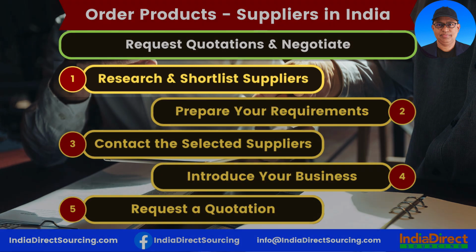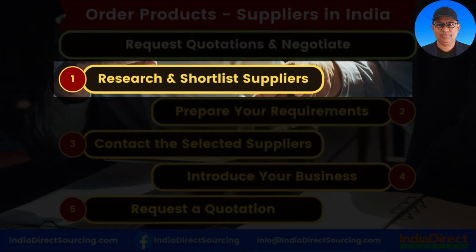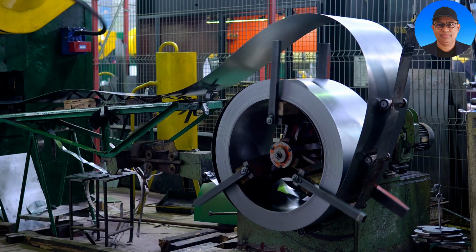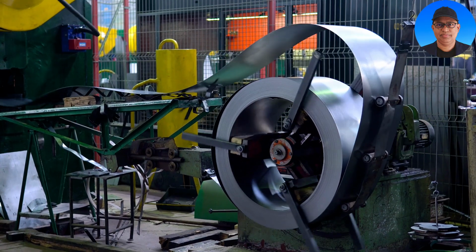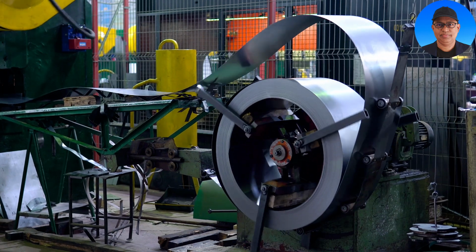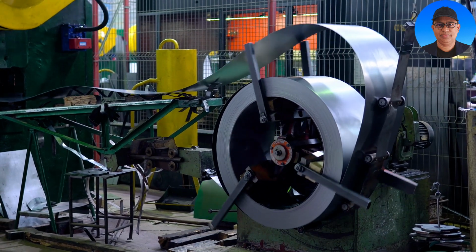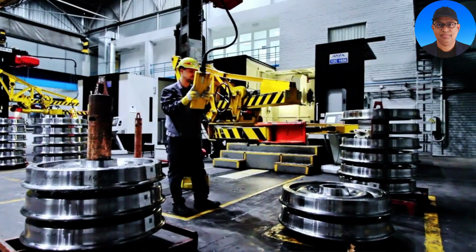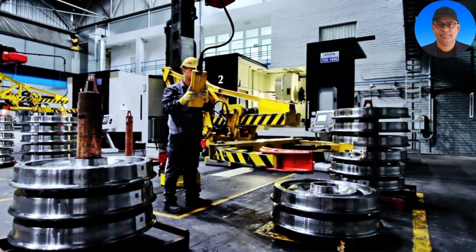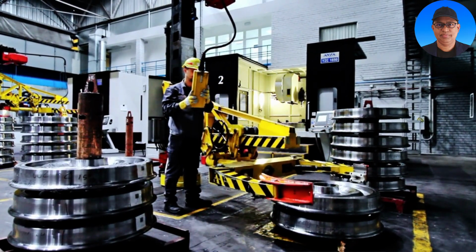The number one step is research and shortlist your supplier. Before reaching out to suppliers, research and identify potential ones that align with your product requirements, quality standards, and business goals. Shortlist a few suppliers based on their reputation, experience, and product offerings.